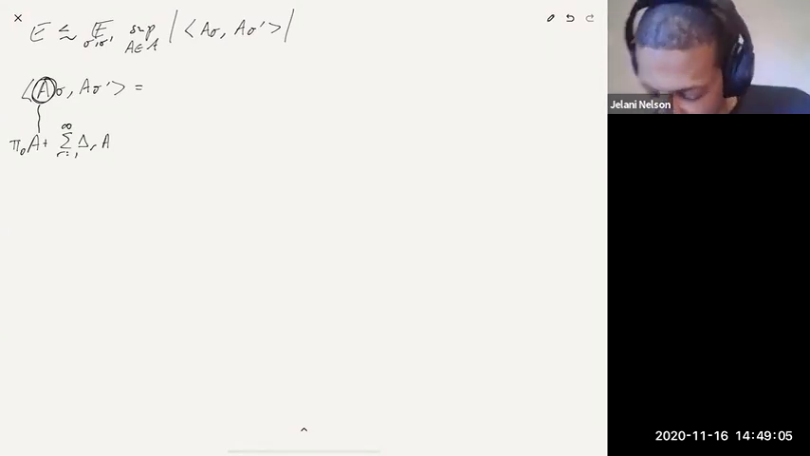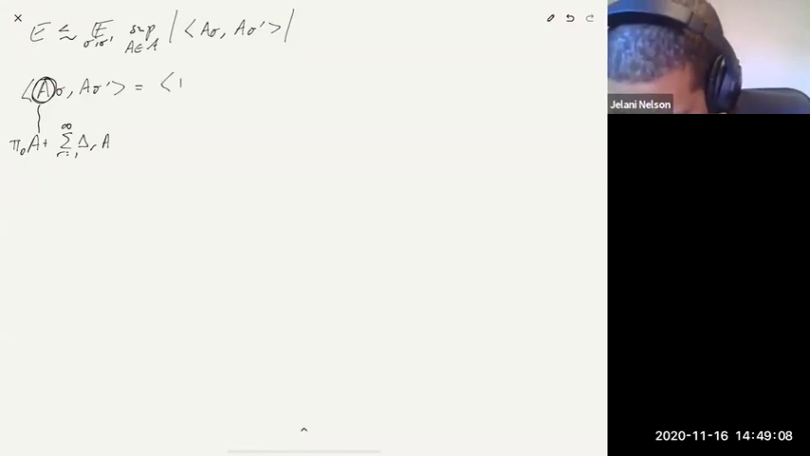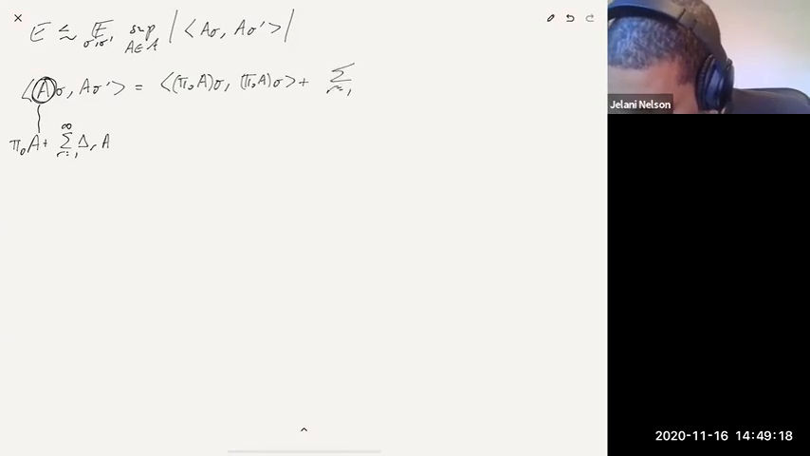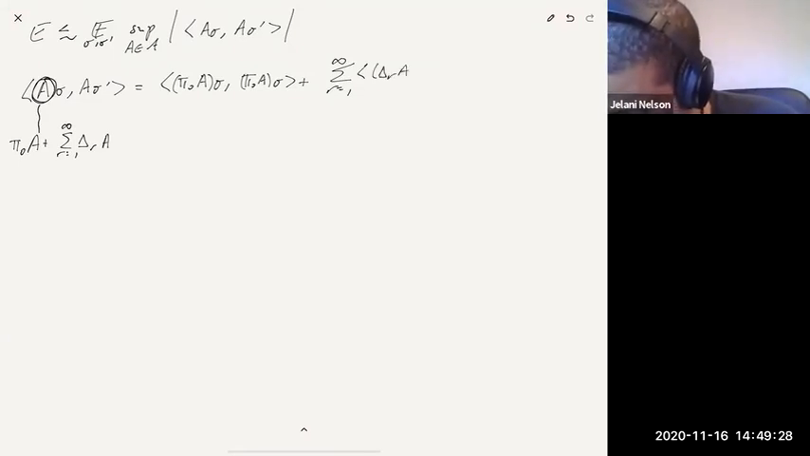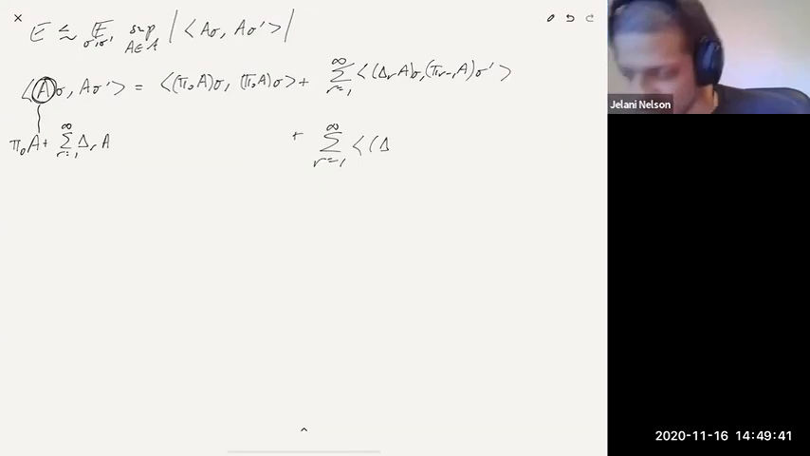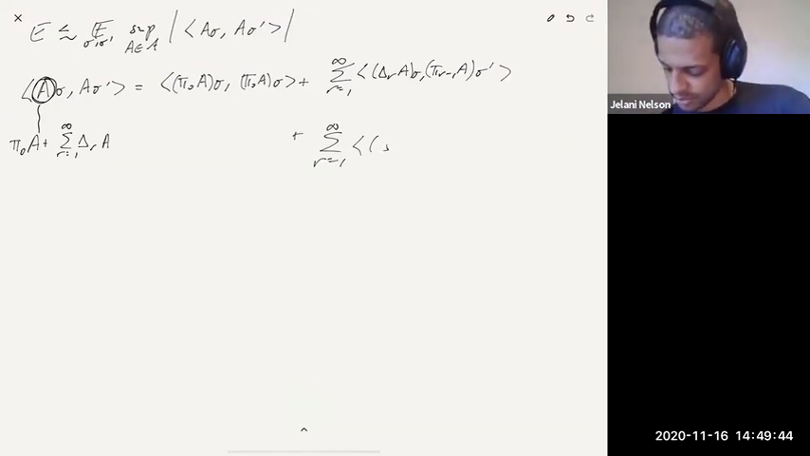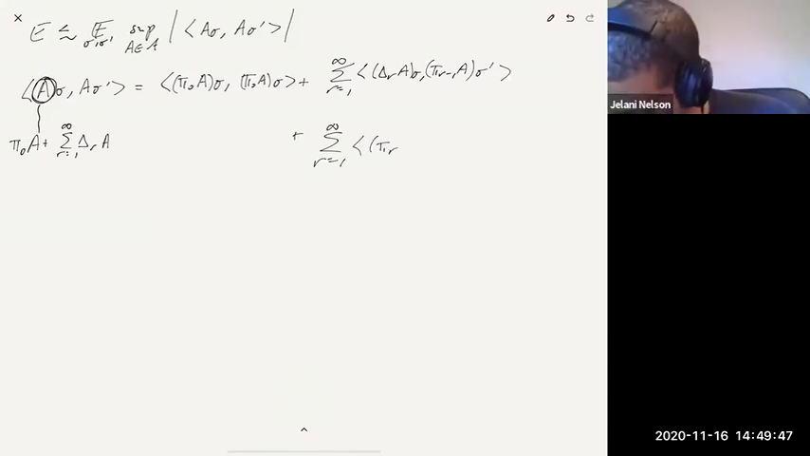Okay. And you can prove that this thing is equal to pi_0 a(sigma) dotted with pi_0 a(sigma prime), plus the sum r goes from 1 to infinity of delta_r a(sigma) dotted with pi_{r-1} a(sigma prime), plus the sum r goes from 1 to infinity of pi_r a(sigma) dotted with delta_r a(sigma prime).